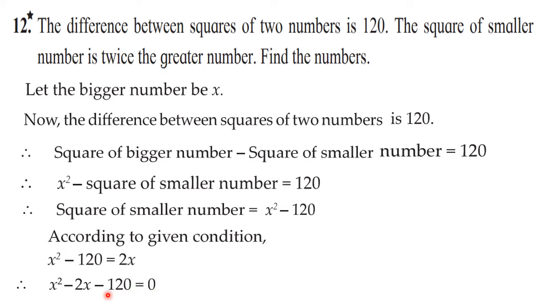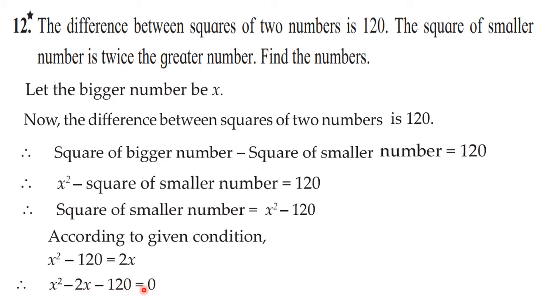Now after this we have to solve this quadratic equation. So we have to think of the factorization method. Here the last term is negative, you can see minus 120. So we are going to think of two numbers whose multiplication is 120 and difference is 2. And from that, the sign of the bigger number is minus. Why? Because the middle term is minus.